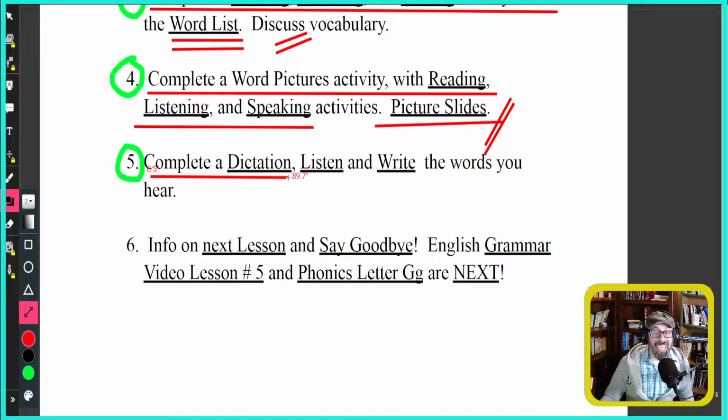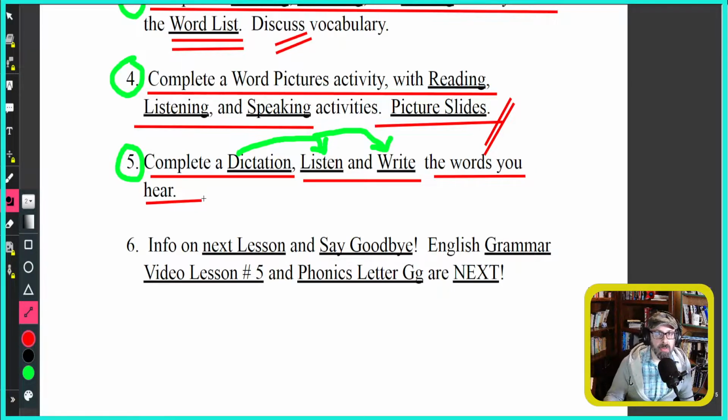This will be to complete a dictation. When we talk about dictation, what is it? Dictation means that you will listen and then you will try to write what you hear. So listen and write the words that you hear. I will pronounce the vocabulary, you listen, and you try to write the vocabulary.